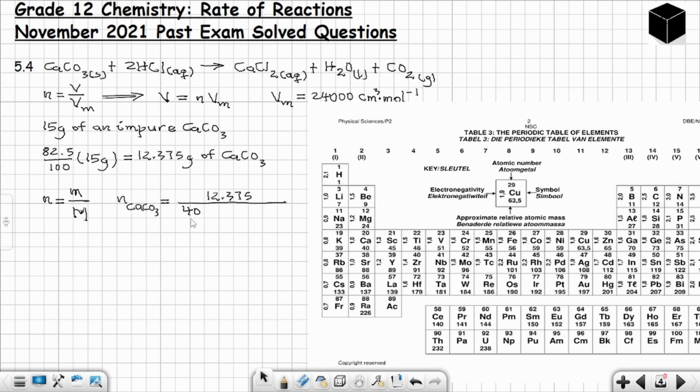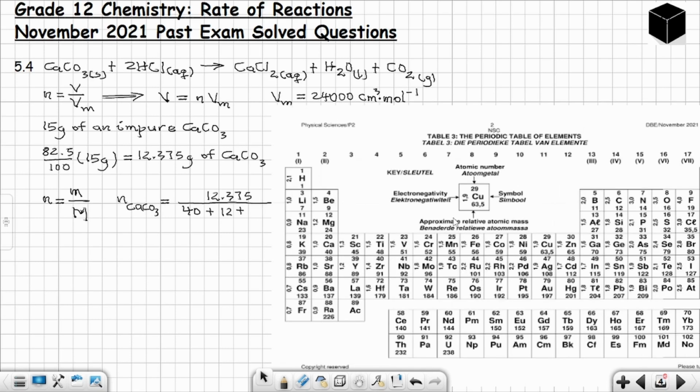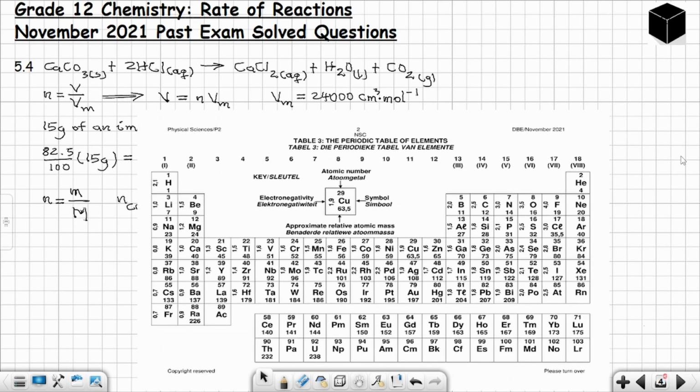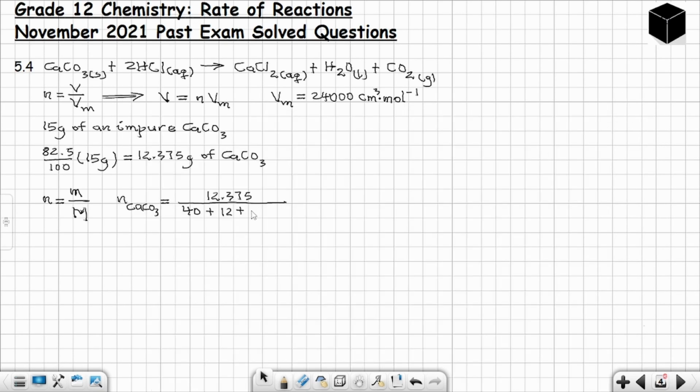40 for calcium, and then now it's plus. Now the carbon one is 12. So the atomic mass for carbon is 12. It will be plus 12 plus. Now you have 3 atoms of oxygen. Can you see that? And for oxygen, what is the atomic mass? It's 16. Let me close this. So it will be plus 3 times 16. 16 for the atomic mass of oxygen. You have 3 there because you have 3 atoms of oxygen. So this is how you calculate the molar mass of calcium carbonate.